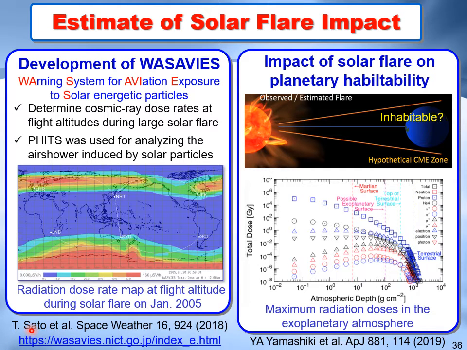The other is the investigation of the impact of solar flare on planetary habitability. If a star can cause extremely large solar flare, its planet might be uninhabitable due to the radiation effect, as we analyze the maximum radiation doses in the exoplanetary atmosphere using PHITS.